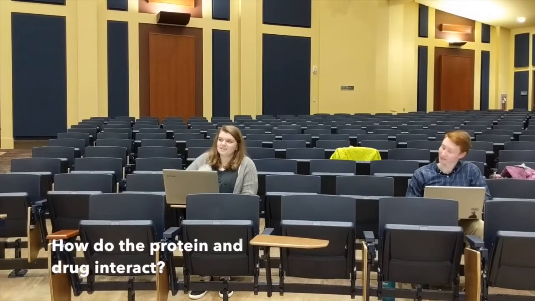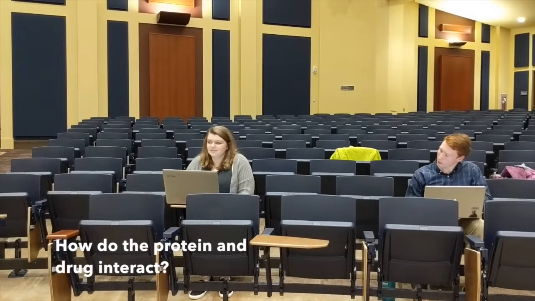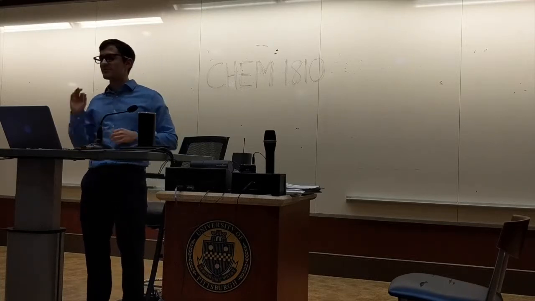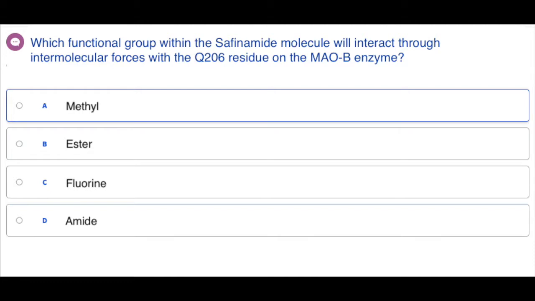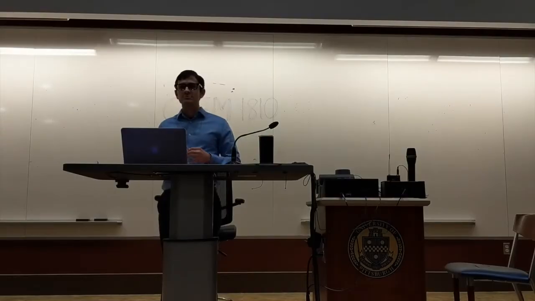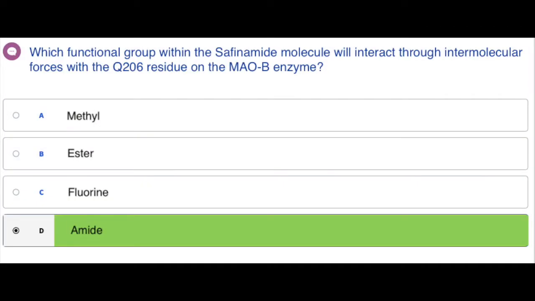Ooh, another one. Yes, Osha? How does the protein and drug interact? Time for another Top Hat question. I was feeling a bit snarky when I made this one. Which functional group within the safinamide molecule will interact through intermolecular forces with the Q206 residue on the MAOB enzyme? Let's review the correct answer for this question. The correct answer is D.